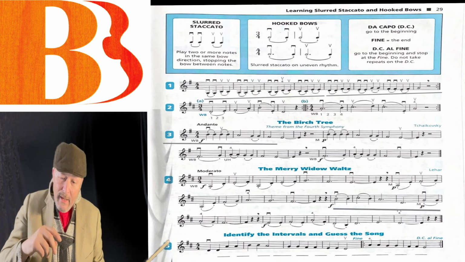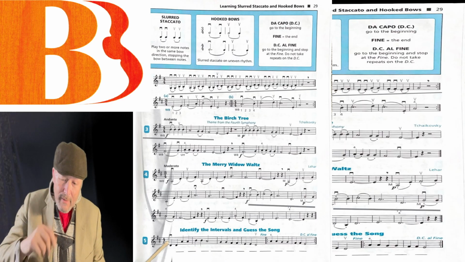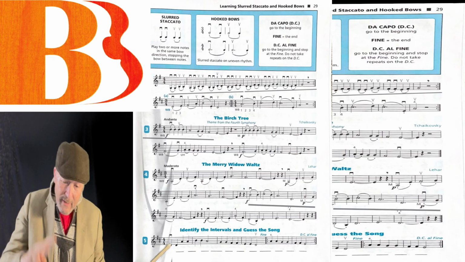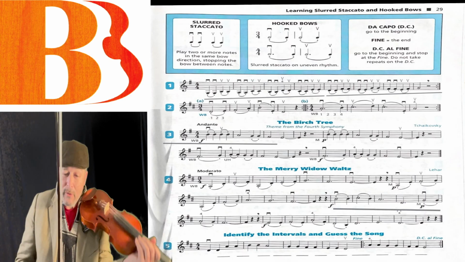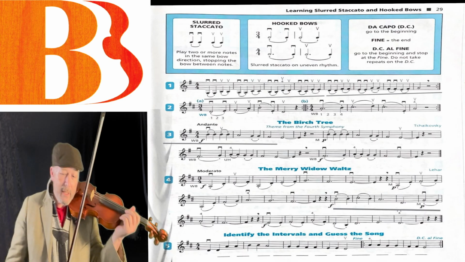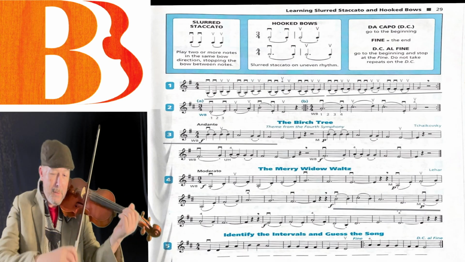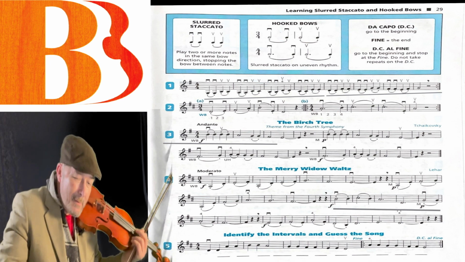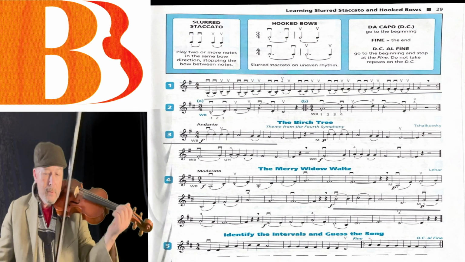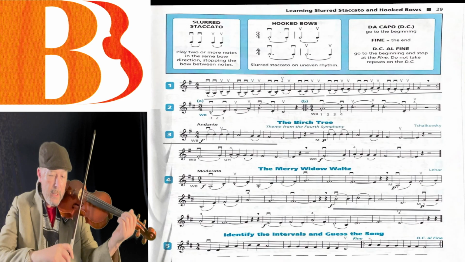And A, unison. A, G, 2nd. G, F sharp, 2nd. F sharp, E, 2nd. So you can mark all those in. Now we got to guess the song, so we're going to play it. So, 1, 2, 3, 4.